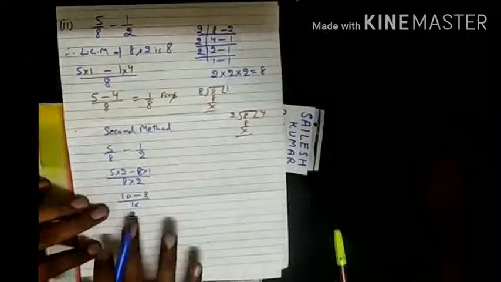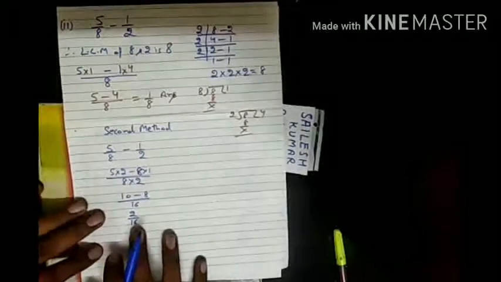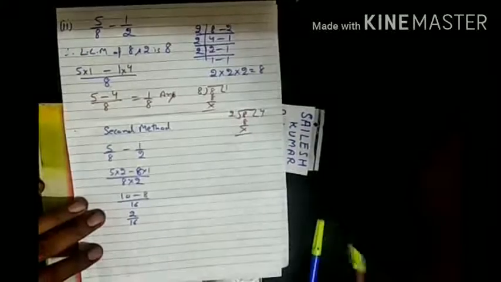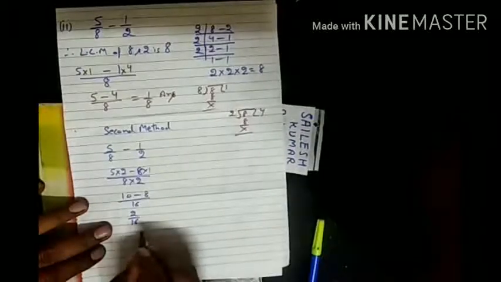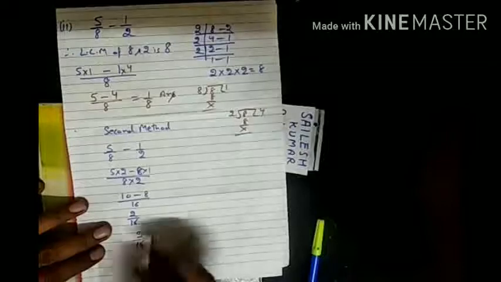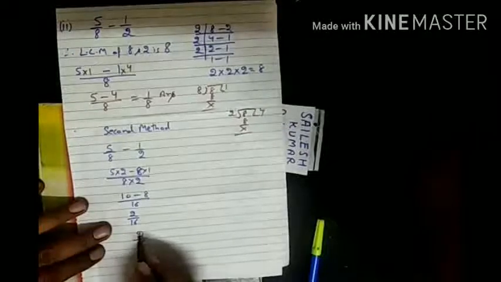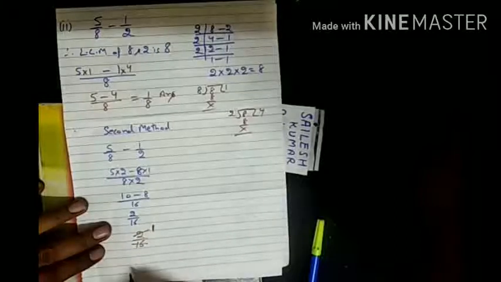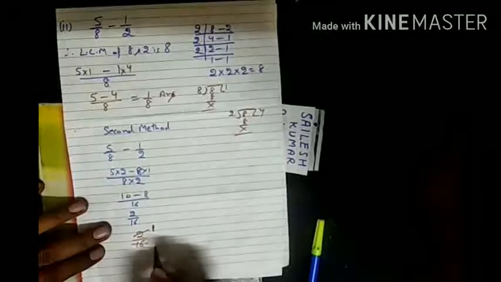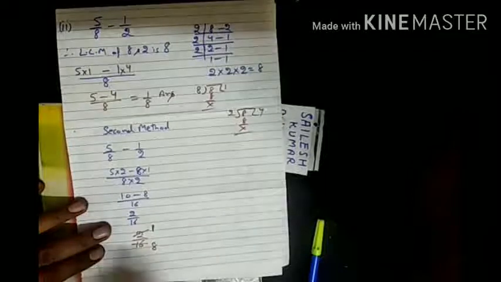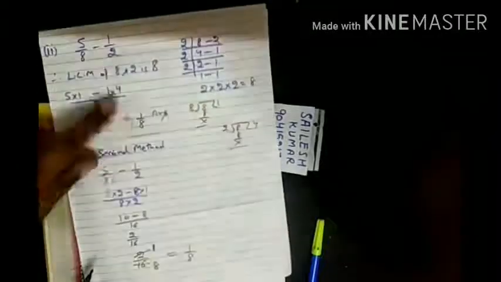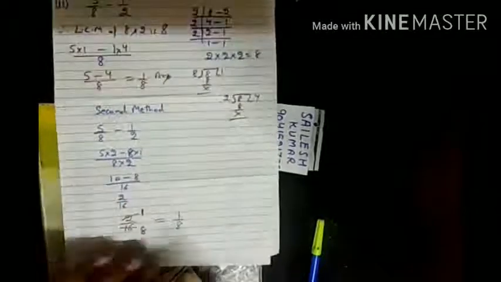Now 2 and 16. What is common between 2 and 16? 2. So both have the factor 2. We will cut the common factor. 2 is divisible by 2, 2 ones are 2, and 16 is also divisible by 2. Therefore the answer is 8, 2 8s are 16. Now my answer will be 1 by 8. You can see in both ways we are getting the same answer. 1 by 8 is here, 1 by 8 is here.